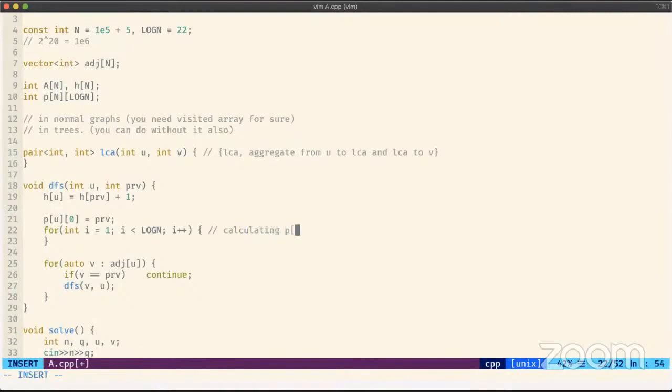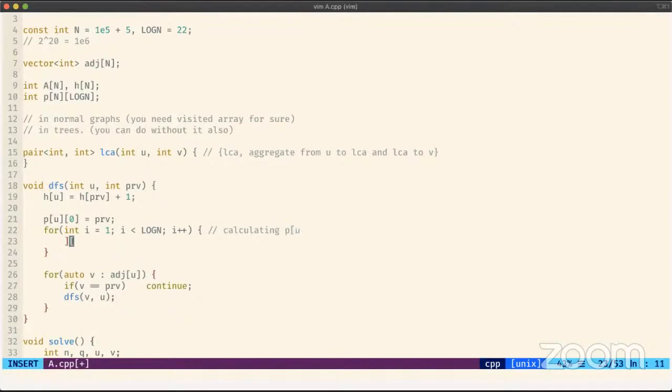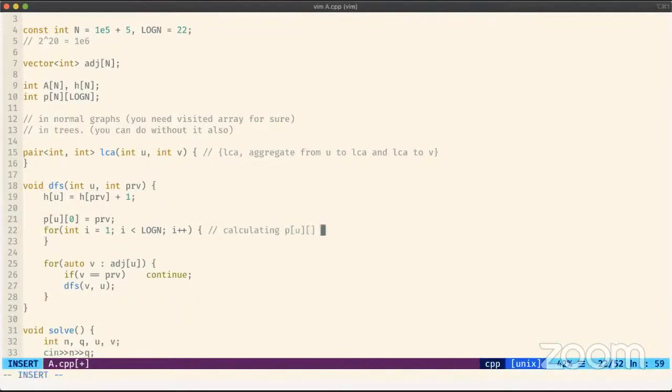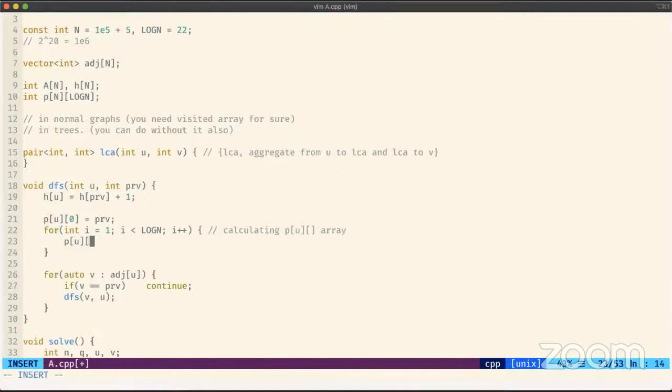This is probably the part that people were referring to, how calculating P of u. How do we calculate this array? The recurrence is pretty simple. It's just this: P[u][i] is equal to P[P[u][i-1]][i-1]. Ta-da.